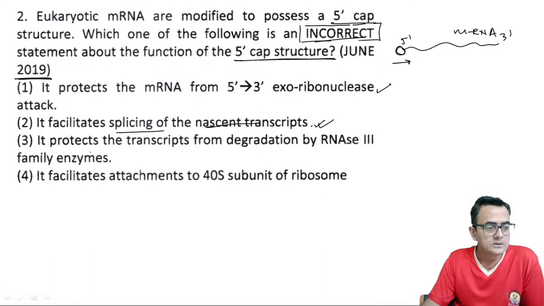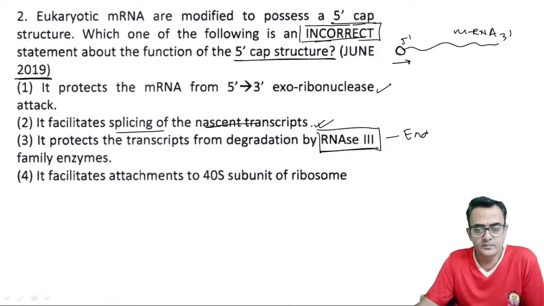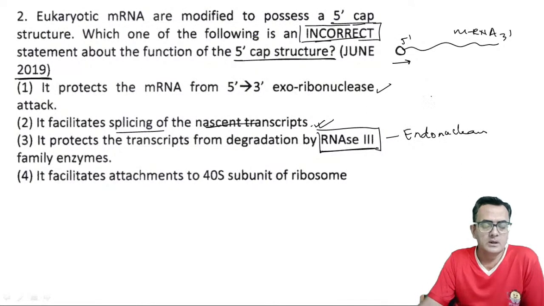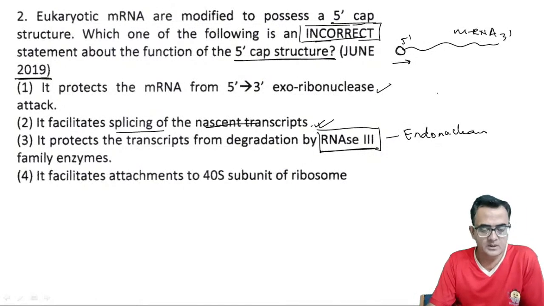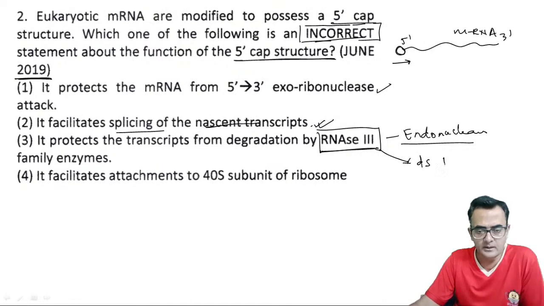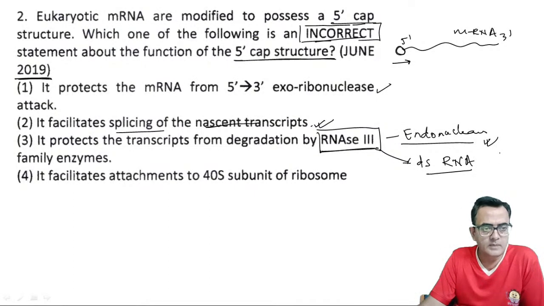Third is, it protects the transcript from degradation by RNase 3. See, this RNase 3 is an endonuclease, first thing. And the capping won't protect the RNA from endonucleases. It protects the mRNA from exonucleases, but from endonucleases it won't. And this RNase 3 family of enzymes cleaves double-stranded RNA. It will make a cut in between the RNA. So this seems wrong.